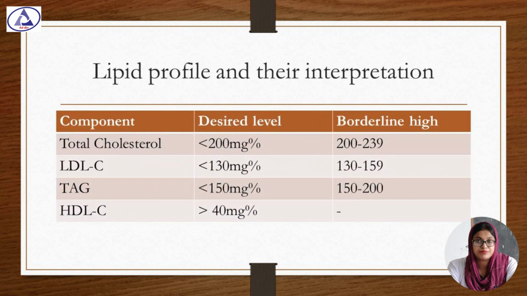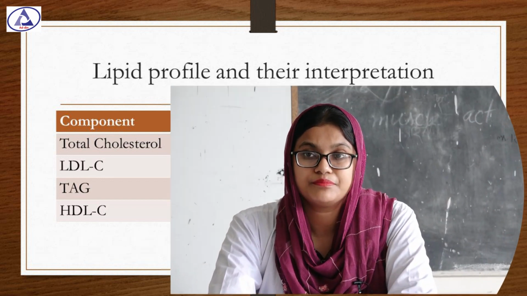Now, lipid profile and their interpretation. So, components are serum total cholesterol, our desired level is less than 200 milligram %. Serum LDL cholesterol less than 130 milligram %. Serum triacylglycerol less than 150 milligram %. Serum HDL cholesterol greater than 40 milligram %.